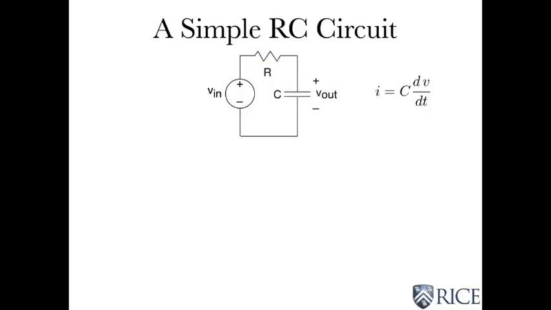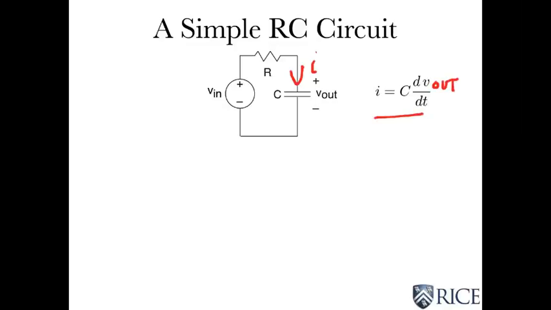Well, let me remind you what the VI relation is for the capacitor. The current is proportional to the derivative of the voltage. So we need to see how that comes in to solve the circuit. So remember, that current I, for this VI relation, has to be going into the positive side of voltage. And V is now V out, because for this circuit, that's what we're playing with.